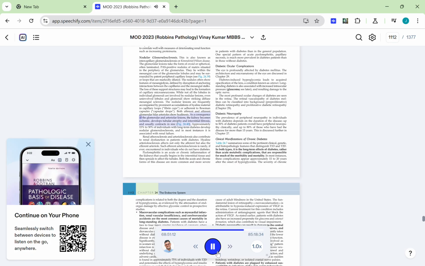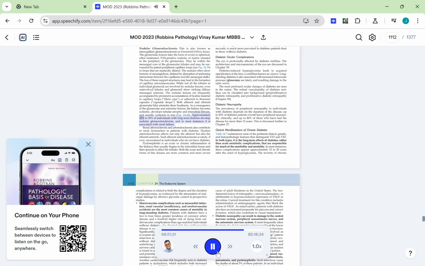As a consequence of the glomerular and arteriolar lesions, the kidney becomes ischemic, develops tubular atrophy and interstitial fibrosis, and usually contracts in size. Approximately 15% to 30% of individuals with long-term diabetes develop nodular glomerulosclerosis, and in most instances it is associated with renal failure.